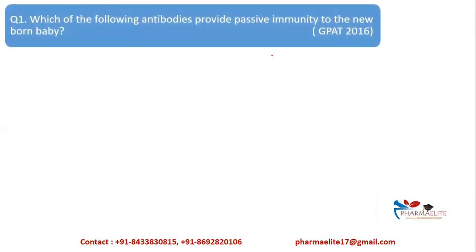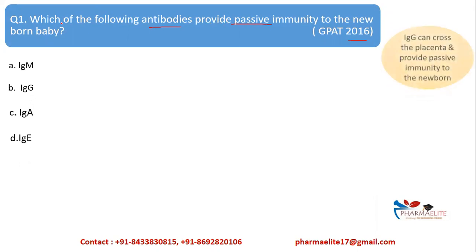Next question, again from GPAT 2016 paper. Which of the following antibody provides passive immunity to the newborn baby? Options: IgM, IgG, IgA and IgE. So let us have a look how to solve this.